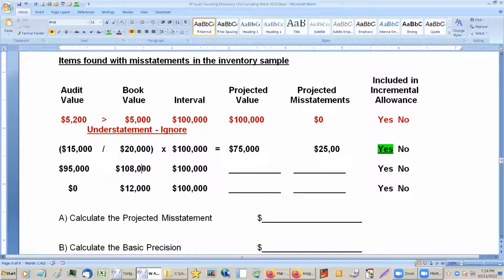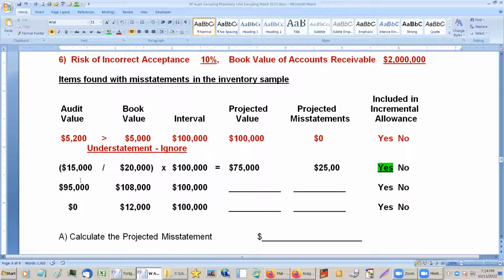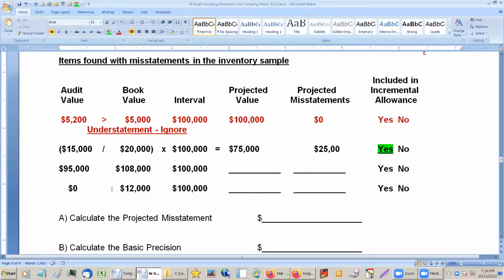Second one is a wacky one, or no, third one. I should give these numbers. So the third item that we found, what's the problem with this one? The 95 audit value, 108,000 book value. What's the problem with that one? The book value is more than the interval. Yep.